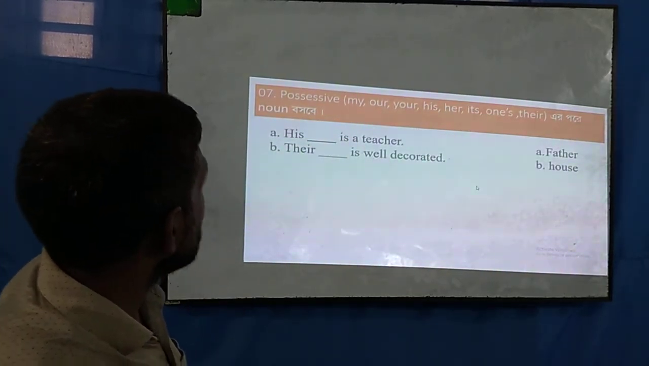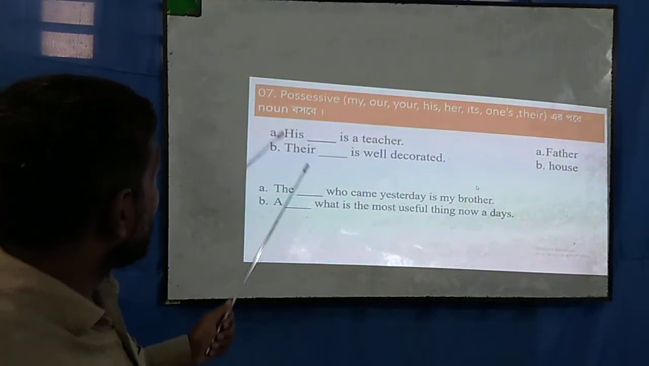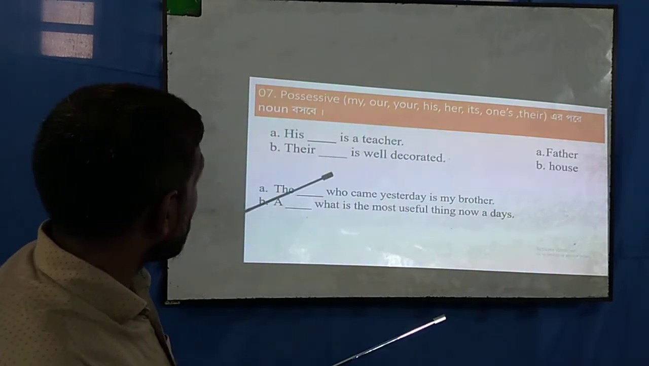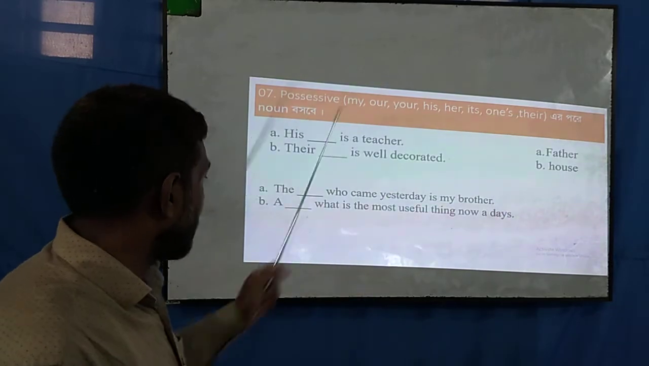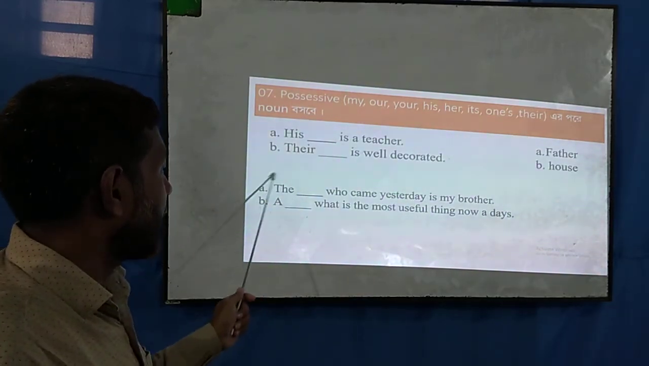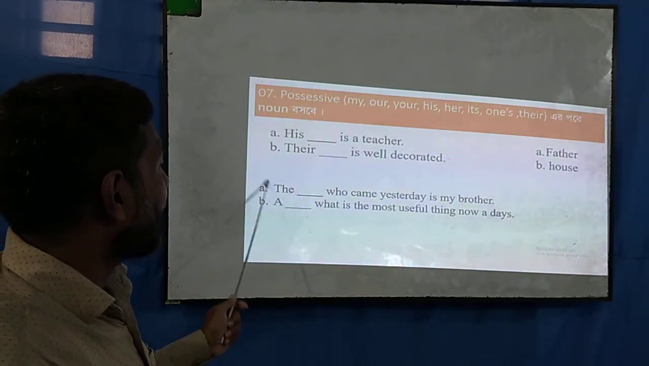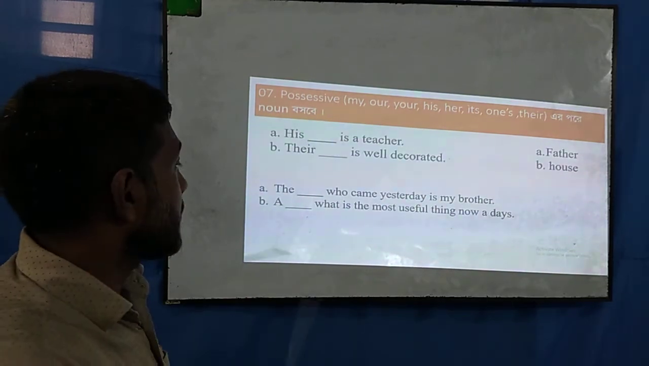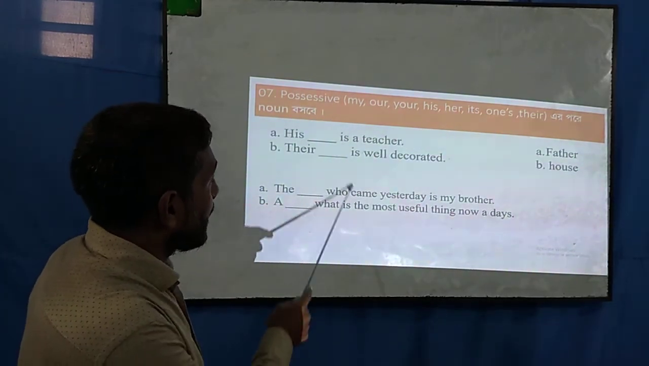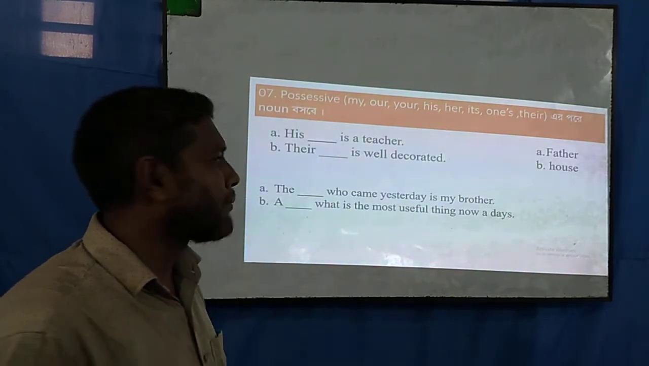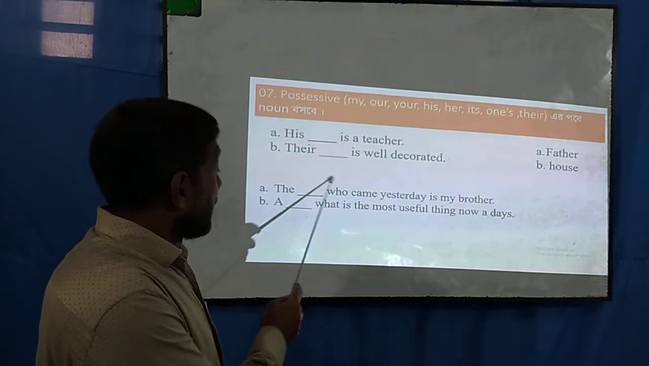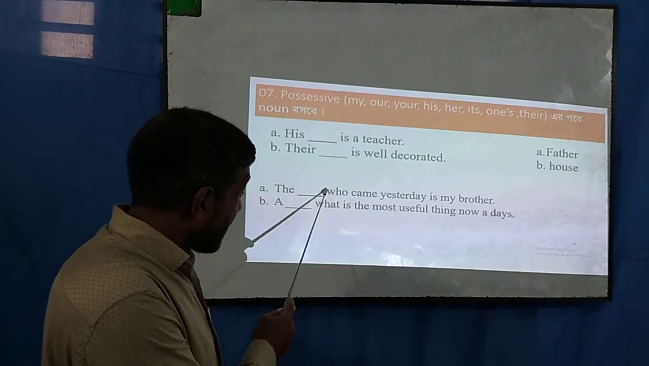Okay, dear students, we should go ahead. This was rule number 7. The dash who came yesterday is my brother. Again, you know, in my previous slides I showed you that after an article a noun should be used. There is another indication here. This is a relative pronoun, and you, as a student of class 10, have enough knowledge, I know, that this is a relative pronoun.